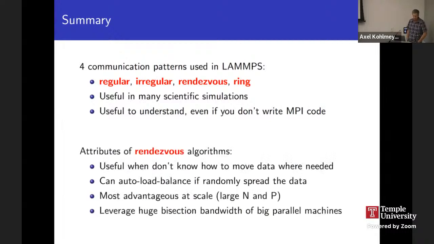The rendezvous one is probably the one that's least familiar to people, so I'll just summarize its attributes. It's useful when you don't know who to send data to, you don't know who you're going to receive data from. But it allows you to move data where it's needed via the rendezvous decomposition. You can auto load balance if you randomly spread that data out, and it's most advantageous at really large scale. The reason it works pretty well on big parallel machines is it's leveraging the huge bisection bandwidth communication those machines support. That's cheap, plus it's a really fast communication.